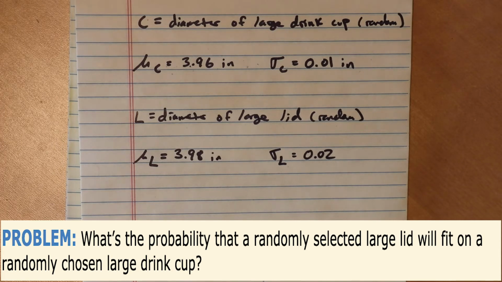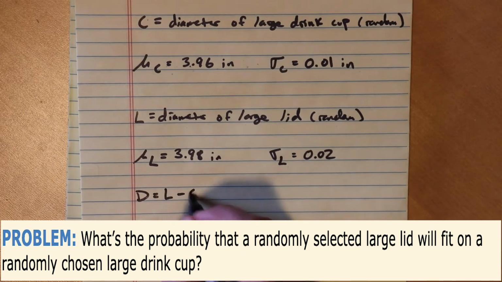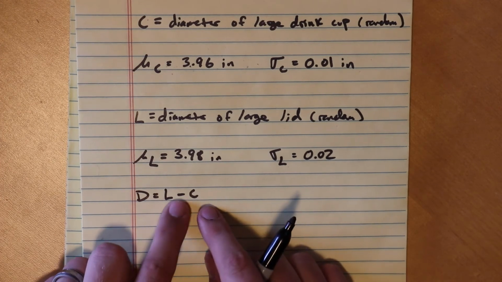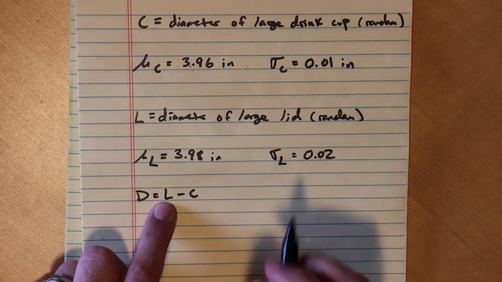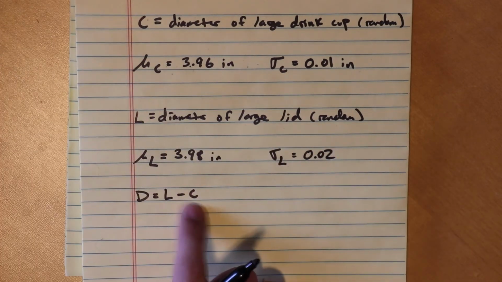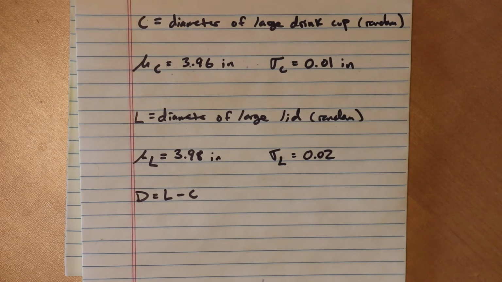We want to make sure that the difference between these two is close to 0, probably a little bit above 0. So we're going to define the random variable D as L minus C to represent the difference between the lid's diameter and the cup's diameter. The random variable D is the difference of two independent normal random variables, so D is going to follow a normal distribution as well. We hope that the lid is a little bit bigger than the cup so it fits over it, and I want this to be positive just to make our calculations easier.